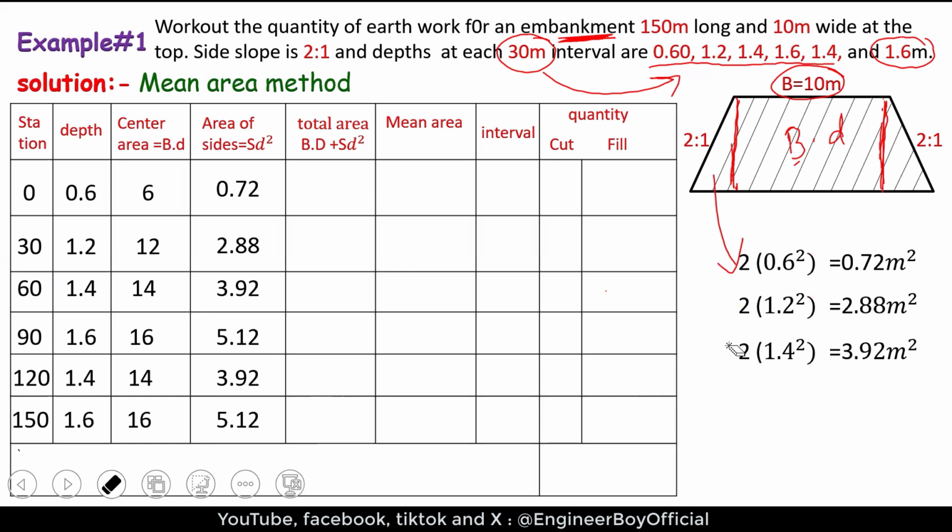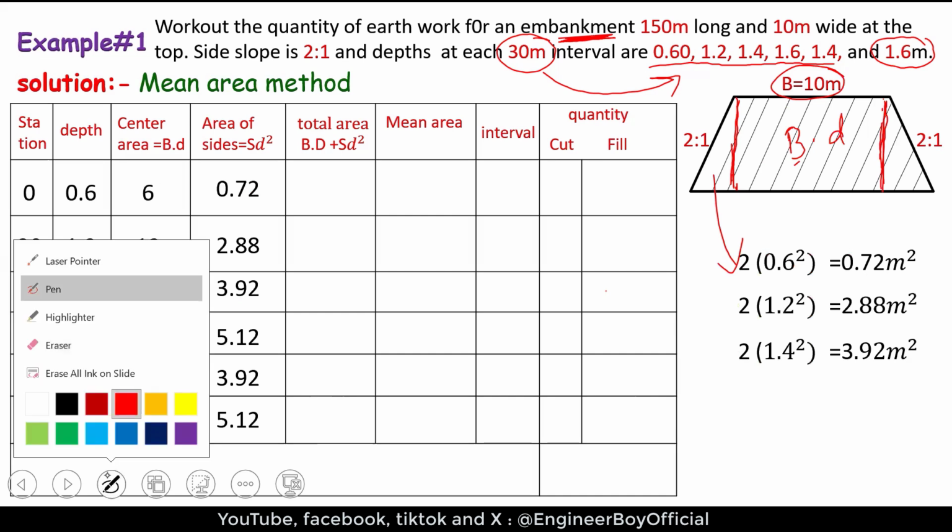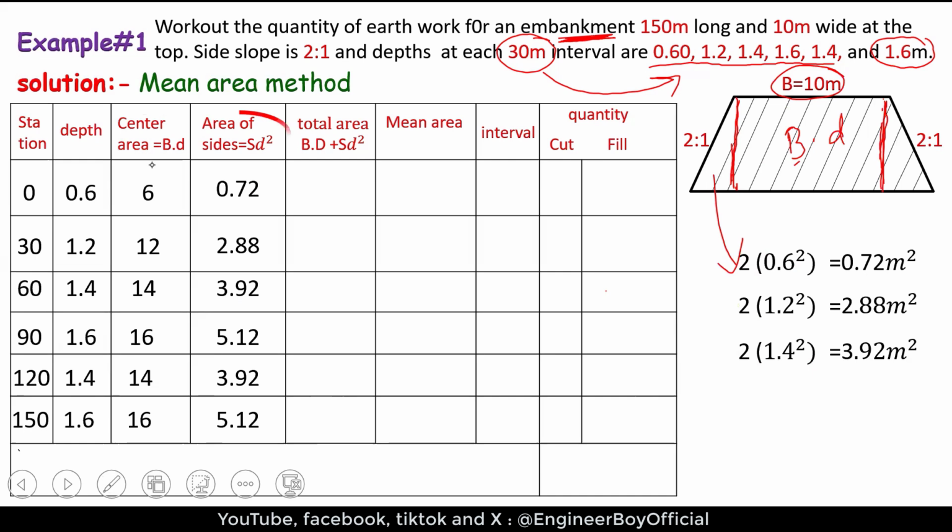Now total area means just to add column 3, okay, with column 4. Very simple. It means 6 plus the side's area, which is 0.72, okay. Very simple. That's gonna be the total area. And 12 plus 2.88 should be 14.88, and so on. Just do it. Now mean area, this is what we want actually, and that's why the calculation method is known by the mean area method, because we just calculate mean area in the same method, okay?